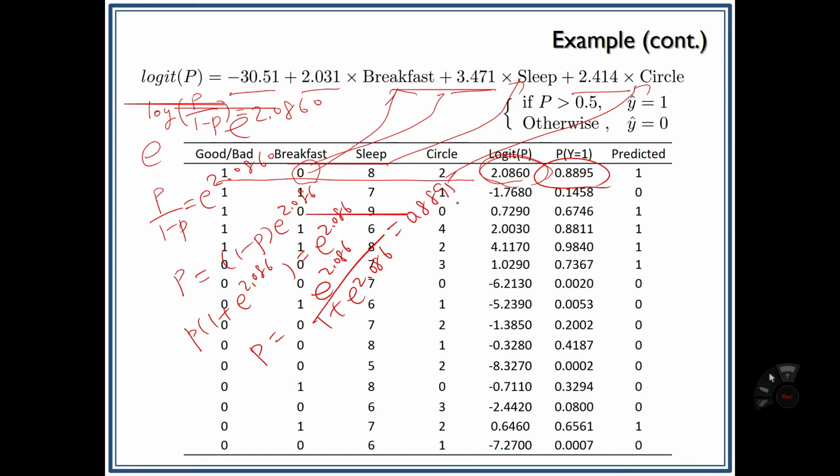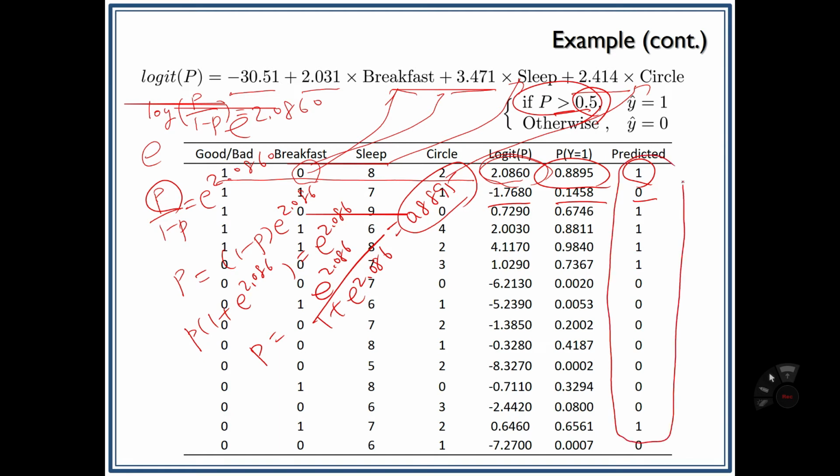That is 0.8895, right? Based on the classification rule of logistic regression, if this predicted value is greater than, or sometimes greater than or equal to, 0.5, then we predict class 1, because we define p as the probability that Y becomes 1. So its predicted class becomes 1. Just like this, we can compute the logit value, the probability that Y becomes 1, and the predicted class by this classification rule, and make this predicted column.